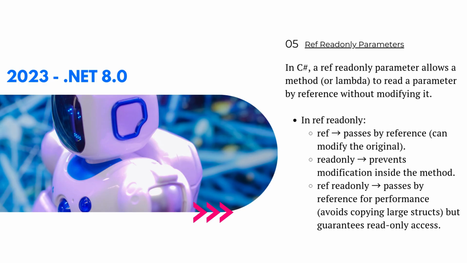In C#, a ref readonly parameter allows a method or lambda to read a parameter by reference without modifying it. In ref readonly, ref passes by reference and can modify the original. Readonly prevents modification inside the method. Ref readonly passes by reference for performance, avoids copying large structs, but guarantees read-only access.